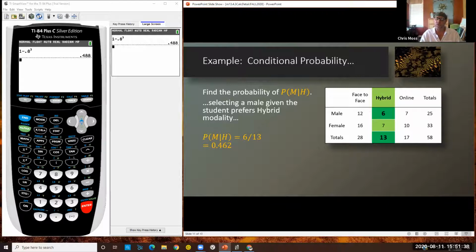This is where this intuition works in, being able to discard data we don't need and focus on the condition. You've had conditions in your life. You said, I will only do this if blah, blah, blah. And if that doesn't happen, nothing else does. Well, here, the blah, blah is the hybrid modality. It has occurred. That's the detail of import with conditional probability. So the probability of selecting a male, given that the student prefers the hybrid course class modality, is 0.462. All right, so almost half of the students who prefer that modality are male.